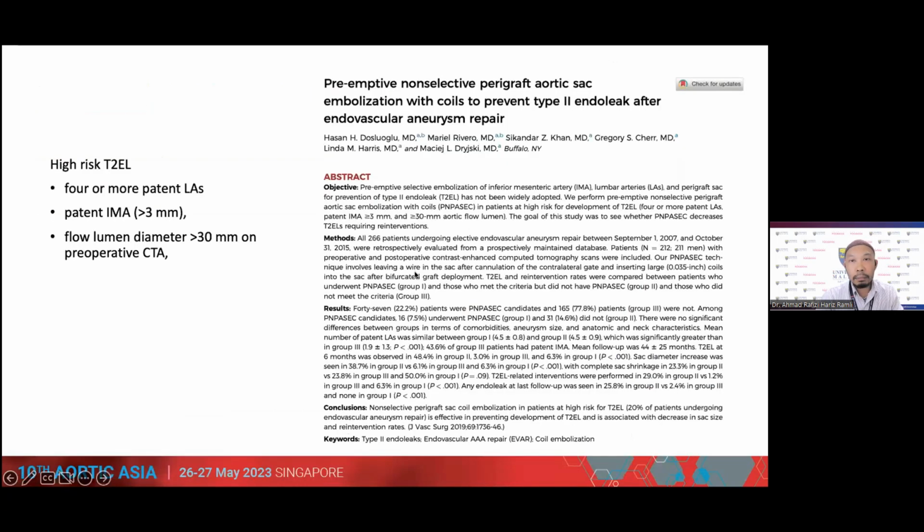And from another study on sac coil embolization regarding type 2 endoleak, they recognized a few factors related to high-risk type 2 endoleaks, like 4 or more patent lumbar arteries, or a big IMA of more than 3 mm, or a flow lumen diameter of more than 3 centimeters on the pre-op CTA. So in this cohort of patients, they advocate non-selective coil embolization.